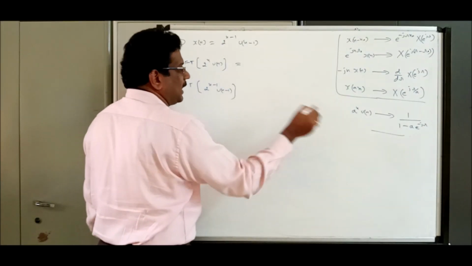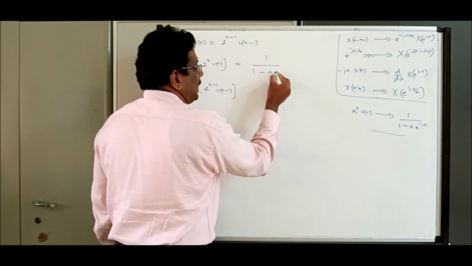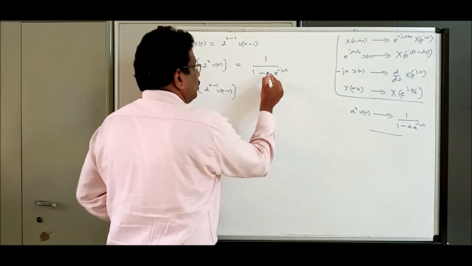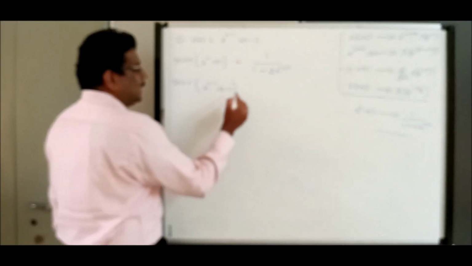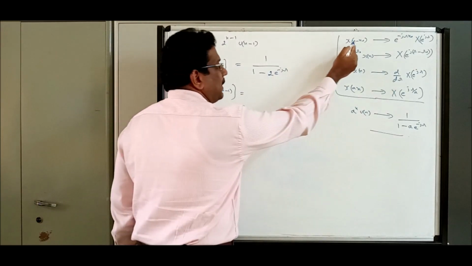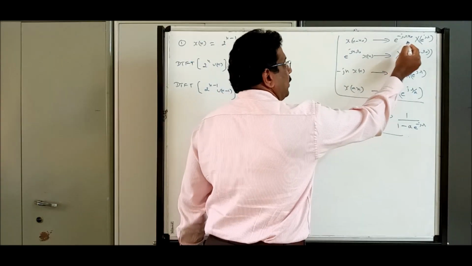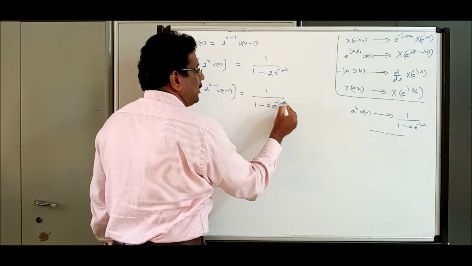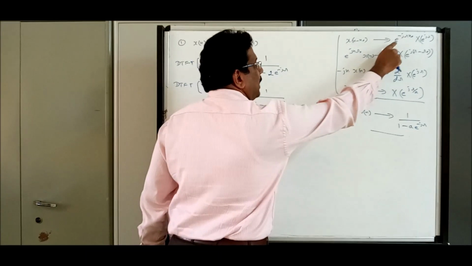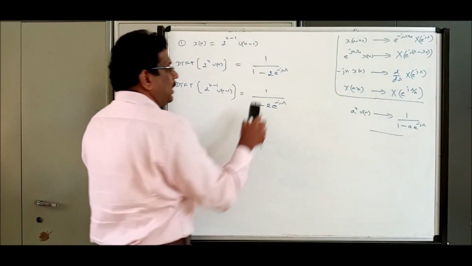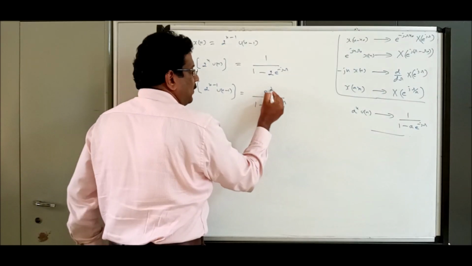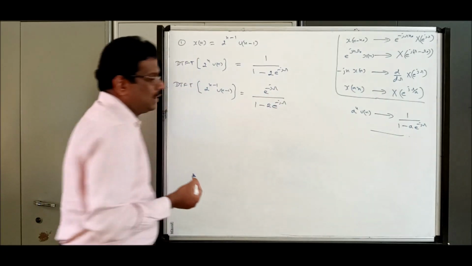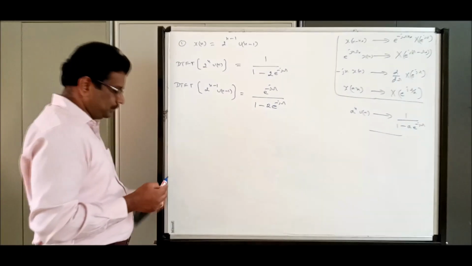What is its answer as per that? 1 by 1 minus a e power minus j omega. Instead of a, now 2 is there. That's the simple statement. And here, time shift is happening. What happened in the frequency domain? The previous answer gets retained, 1 by 1 minus 2 e power minus j omega, extra multiplied by e power minus j omega n naught, that is e power minus j omega, where n naught is 1. So this is the result we have.